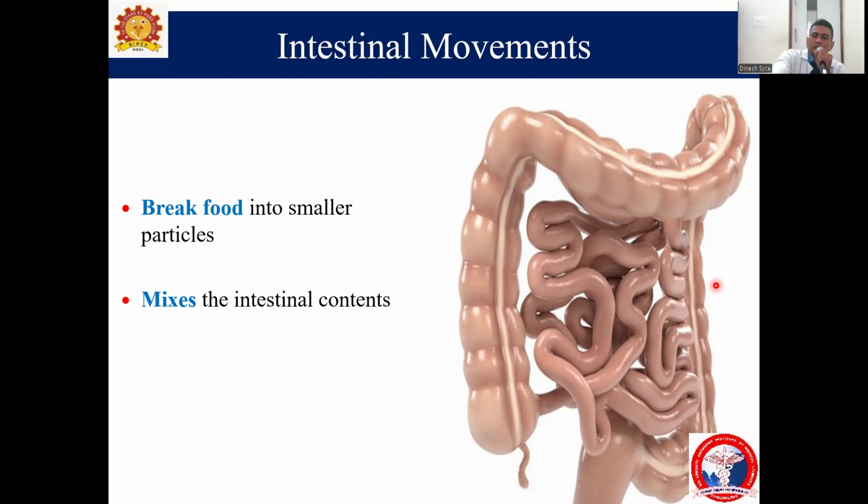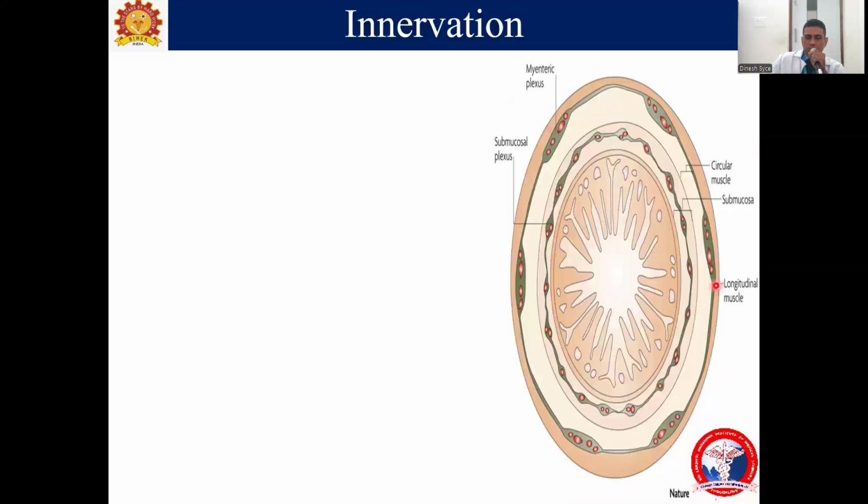Now, before we begin with the various small intestinal movements, let us have a little recap about the innervation of the intestine, because all these movements, as you'll find out in a moment, are predominantly, overwhelmingly controlled by the nervous system, by the various nerves, right? So if you recall, the intestine, the GIT, is supplied by two types of nerves. Can you name these two types of nerves? The intrinsic and the extrinsic nerves.